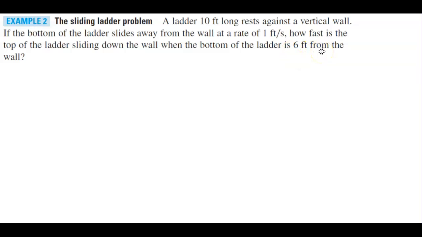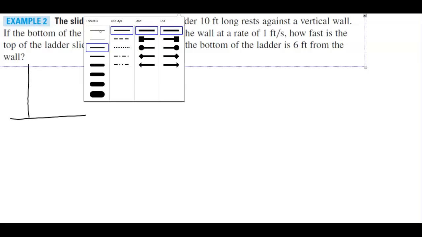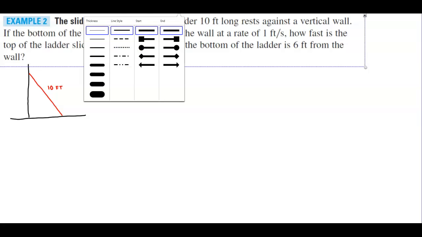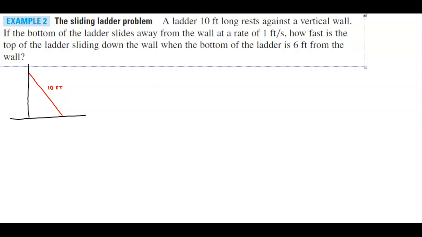So here we can see that we have a wall, and here we have the bottom of that. And so we know that we have this ladder that's up against this wall, and we know that it's a 10-foot ladder. Okay, so there's a couple of things that we need to know. We know that this is going to be a right triangle. And the one thing we do know is that the ladder's 10 feet.